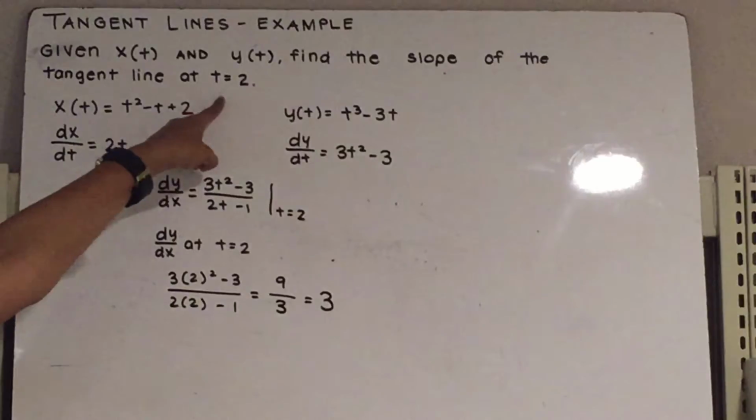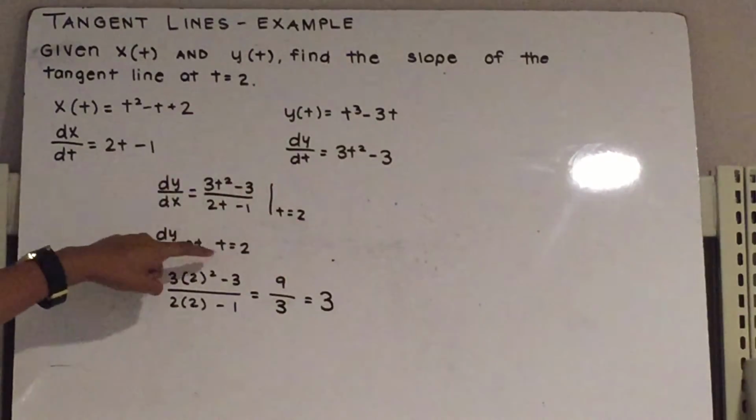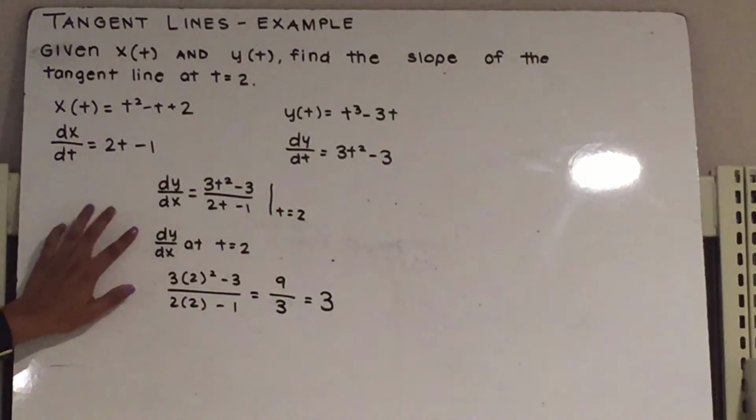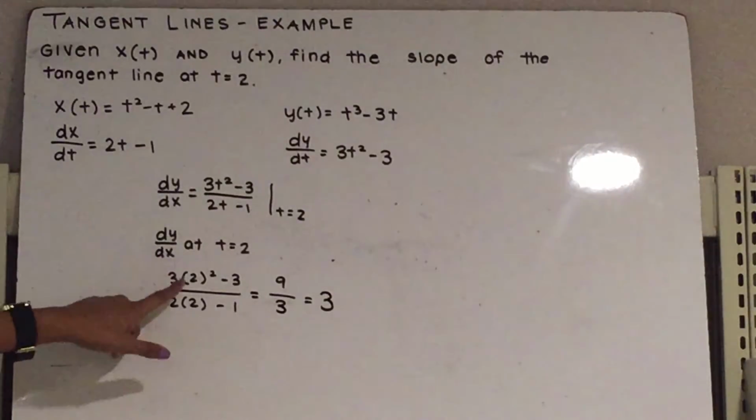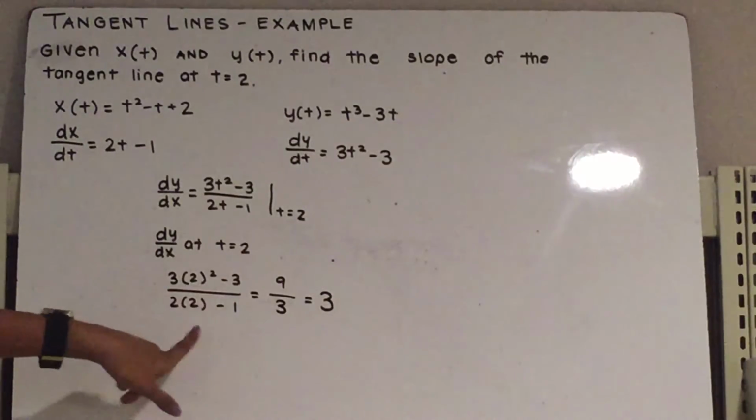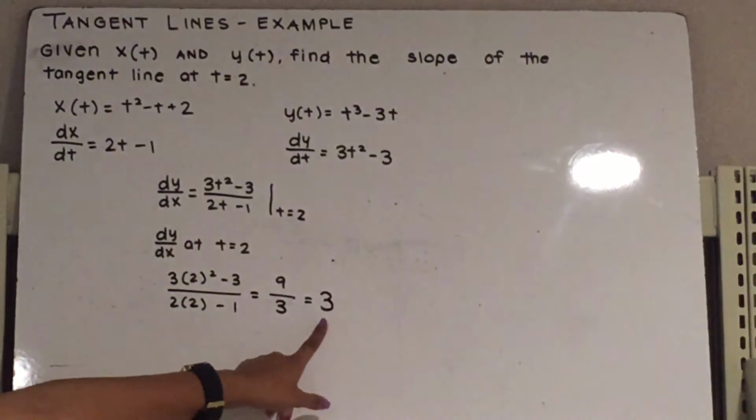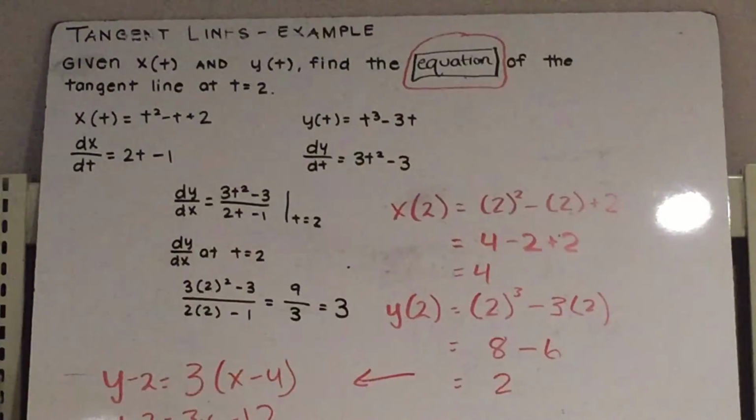And since it's asking to find the slope at t equals 2, you want to plug in 2 for any t that you see here. So now you can find the slope of the tangent line at t equals 2. So you plug in 2 here, which will give you 9, and you plug in 2 here, which will give you 3. And so if you simplify, your tangent line has a slope of 3 at t equals 2. Change the problem a bit now.